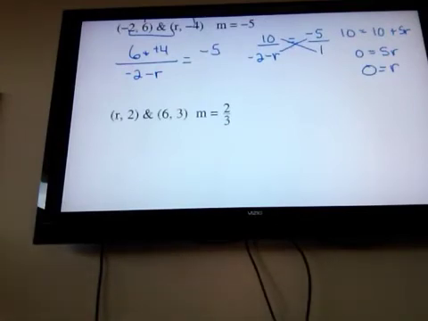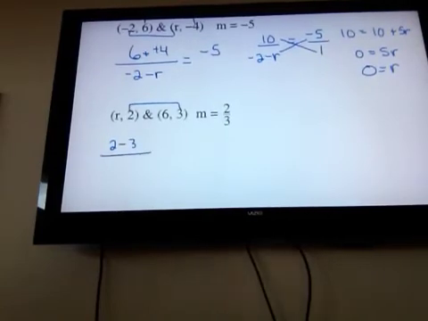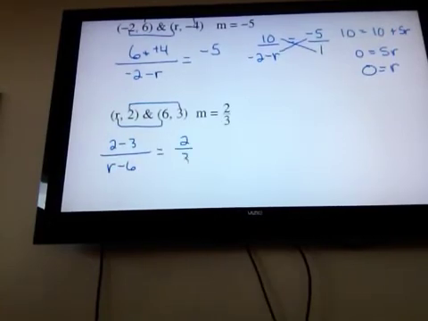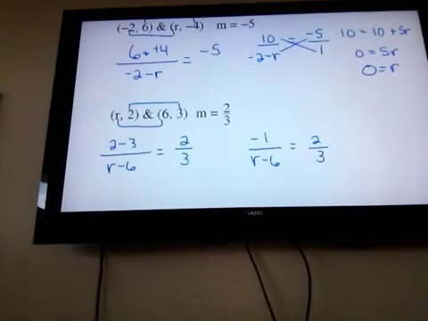Okay, we'll set the next one the same way. I'm going to take my y minus y, so 2 minus 3, over my x minus x, r minus 6, and this should come out to equal 2/3. So do my calculation, 2 minus r is a negative 1, over r minus 6 equals 2/3.